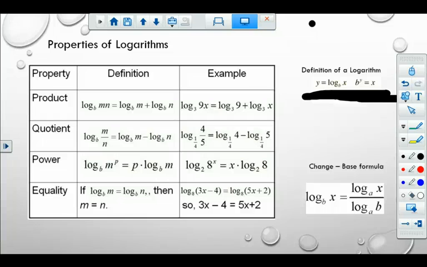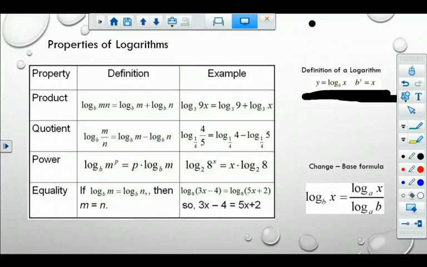The change base formula is used because you cannot take the log of a number in your calculator unless it's log base 10, which is LOG, or log base e, which is natural log. So if I give you log base 3 of 27, you have to change it. That would be log of 27 over log of 3. And that's how you use the change base formula.